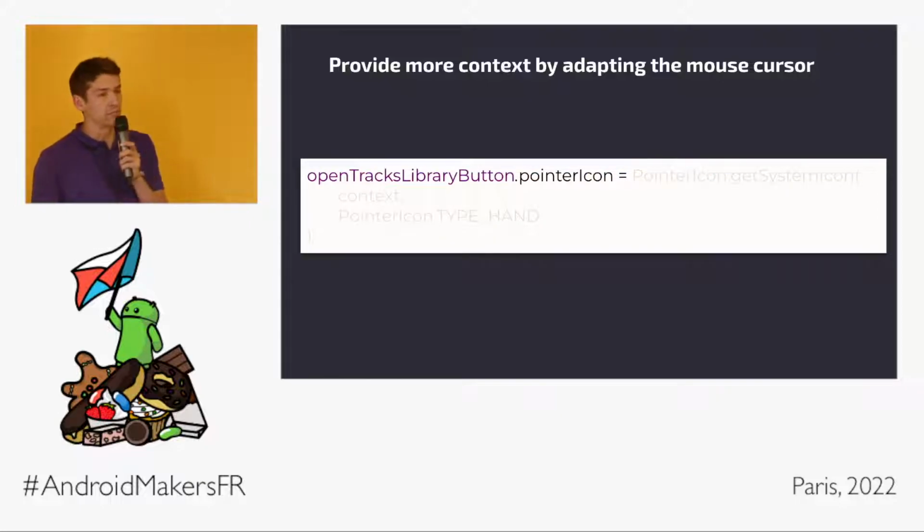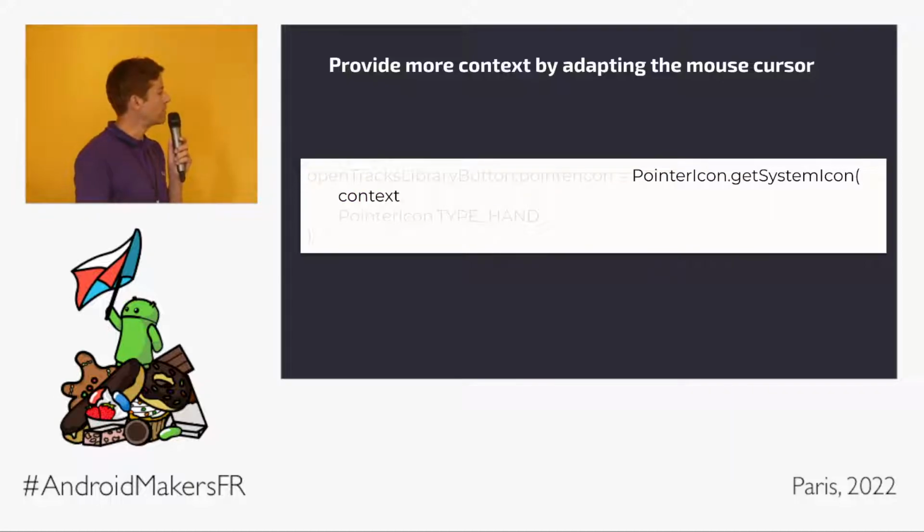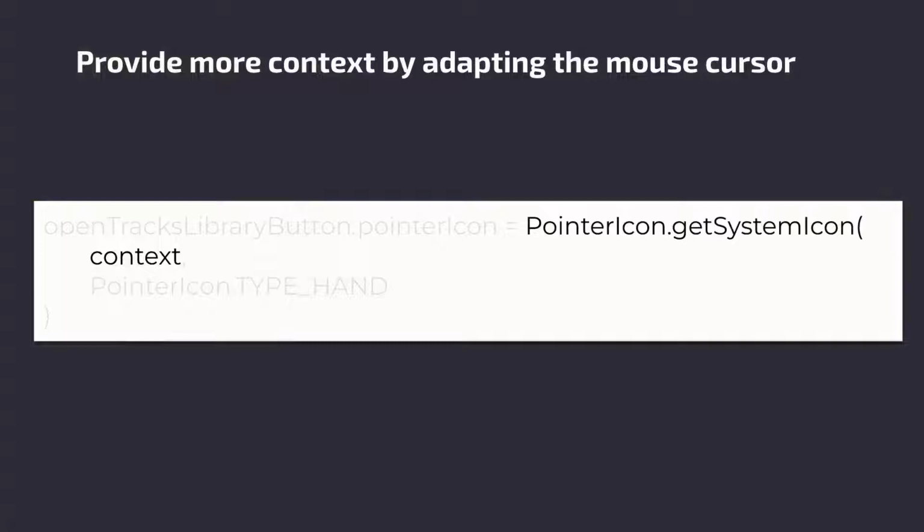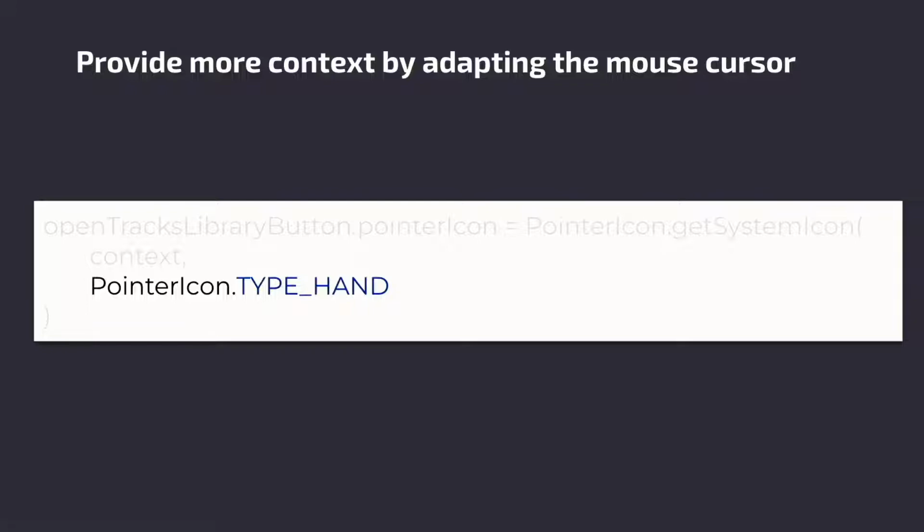Another way is programmatically by calling the setPointerIcon method on your custom view. And to get one of the icons provided by the system, you call PointerIcon.getSystemIcon. You pass a context, and you pass the type of icon you want to get and to set. It's also possible to use any drawable to create your own custom pointer.